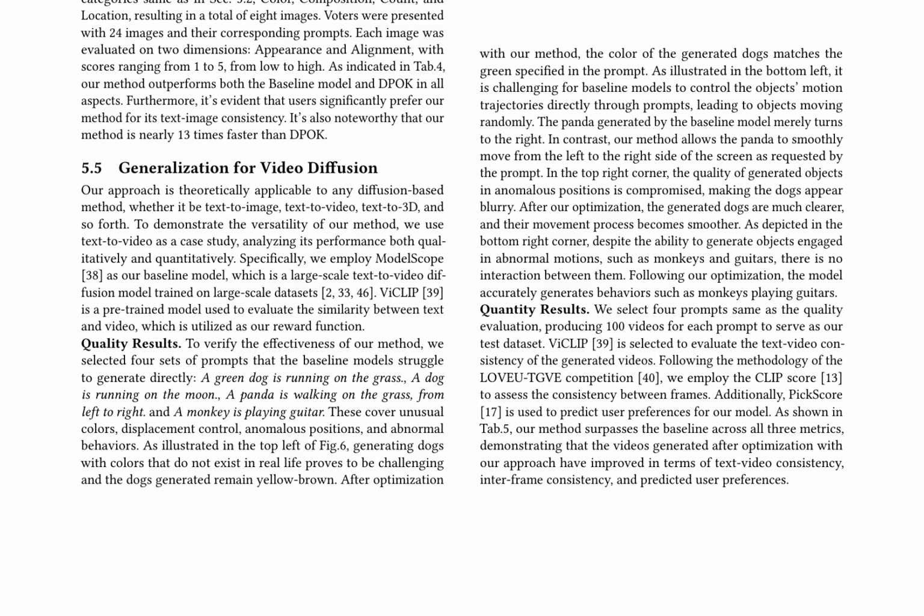The paper extends this approach to video diffusion, showcasing its generalization through a case study on text-to-video diffusion models. The results indicate improved text-video consistency, interframe consistency, and predicted user preferences compared to the baseline. Overall, the research presents a significant advancement in the field of diffusion models, offering a more efficient and effective approach to generating high-quality images and videos.